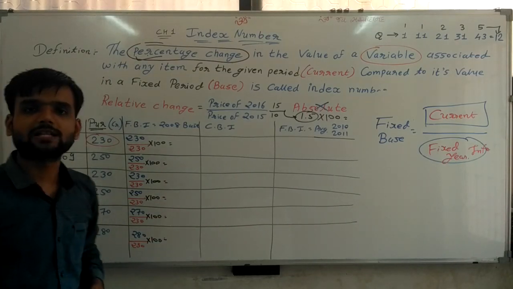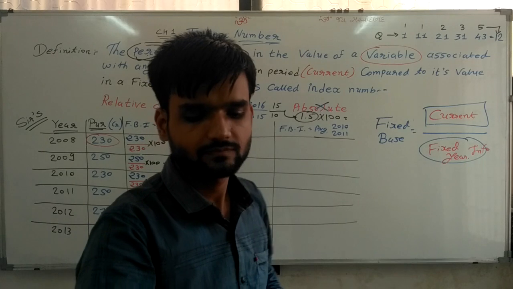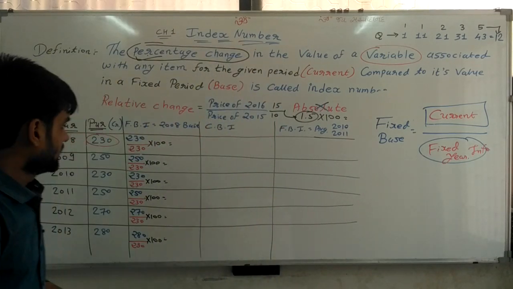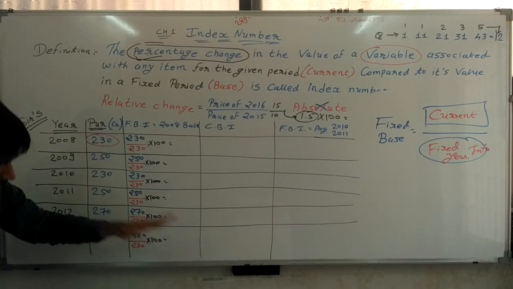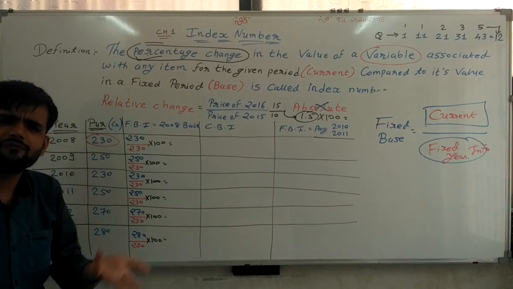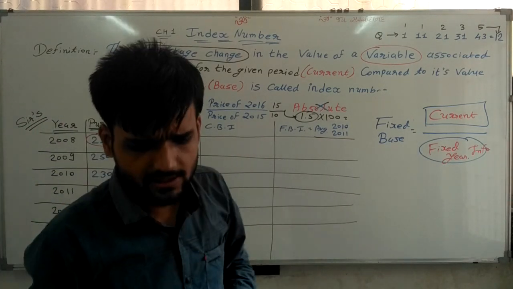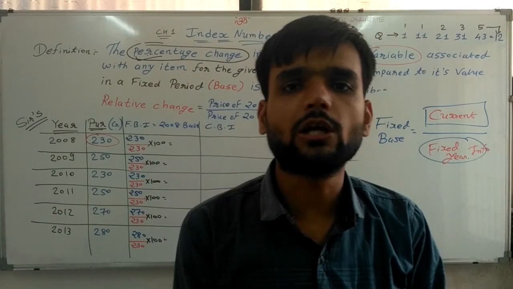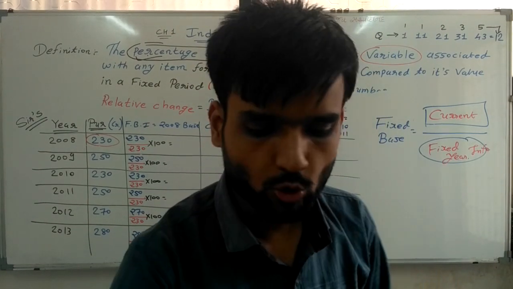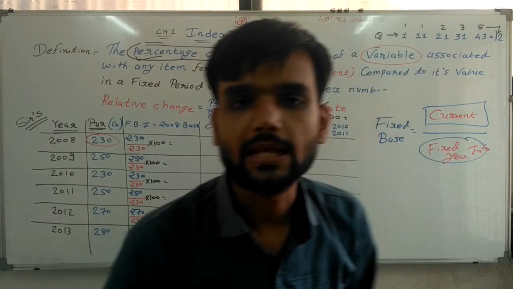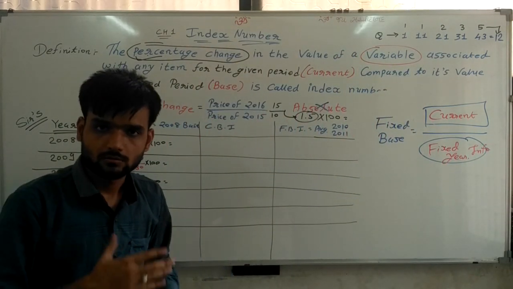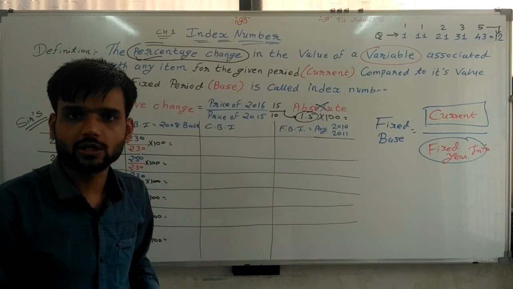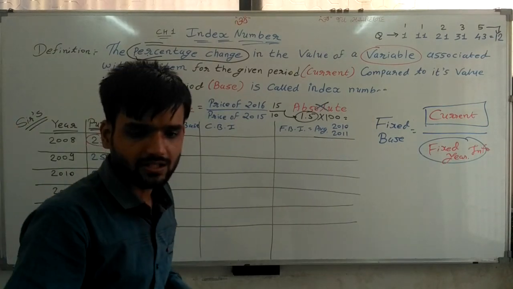Multiply all the values with 100. Now finding different values is called index number by fixed base method. Simple sum. So in your calculator you can calculate very easily. There is no need to calculate by me. I don't have a calculator. That's why I am directly writing.